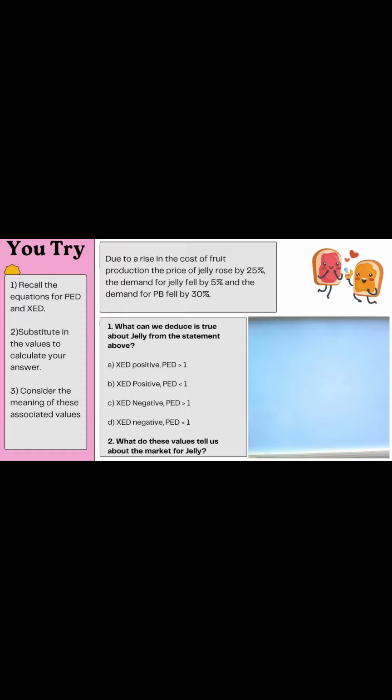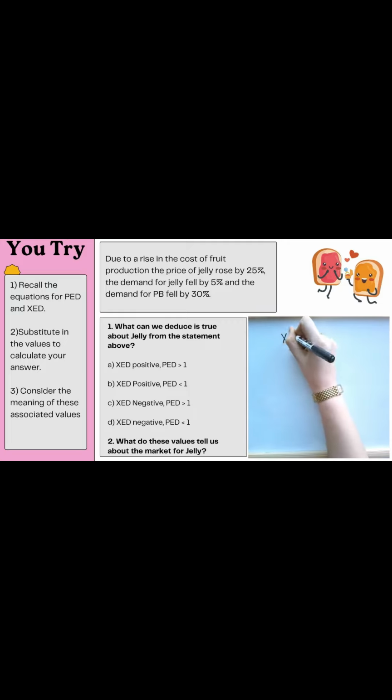So let's try a quick question to make sure you understand. Due to a rise in the cost of fruit production, the price of jelly rose by 25%. The demand for jelly fell by 5%, and the demand for peanut butter fell by 30%. This question is deliberately phrased to confuse you. There is an intentional overload of information.